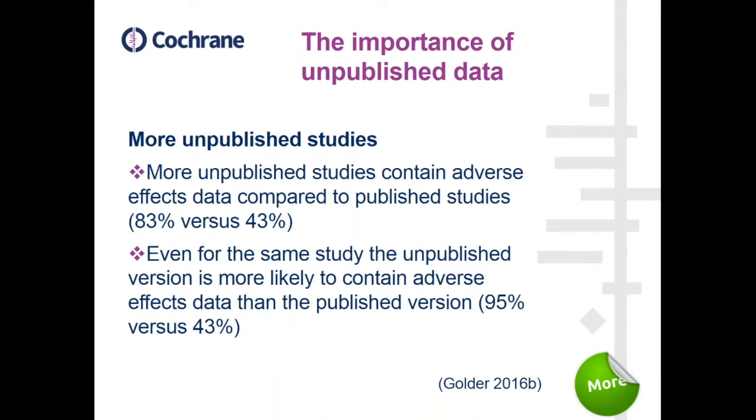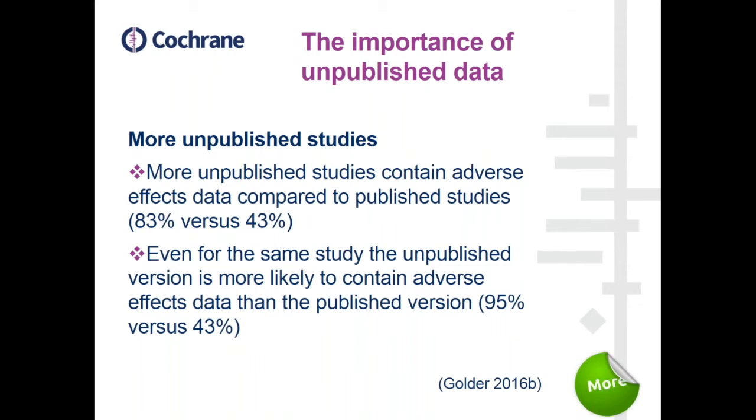I've already touched upon the importance of unpublished data by talking about industry data and registries, but I wanted to emphasize it more because with adverse effects, I think unpublished studies are much more important than with effectiveness reviews. And this is because a lot more unpublished studies contain adverse effects data. If you compare the proportion of unpublished studies with adverse effects data against published studies, it's almost double that contain any information on adverse effects.